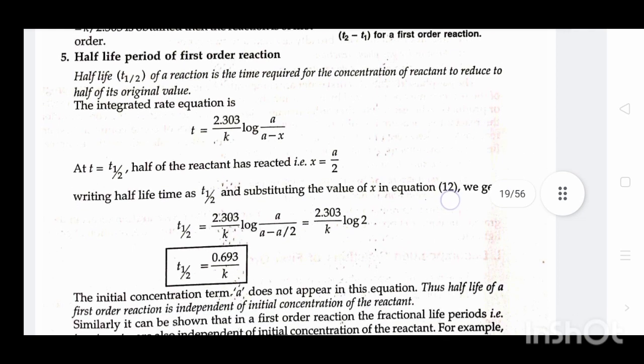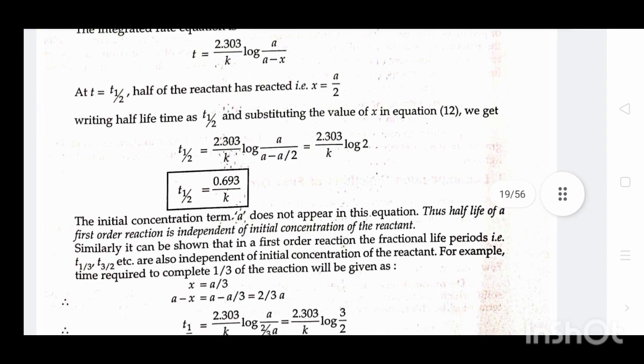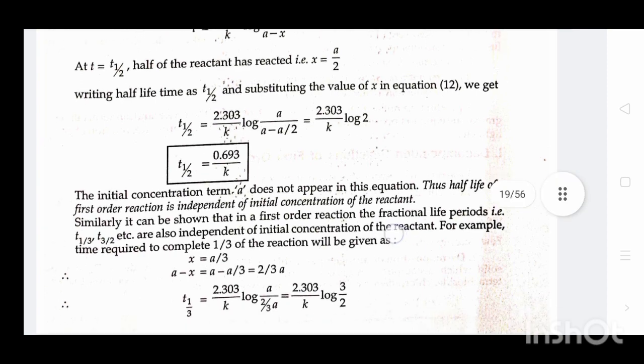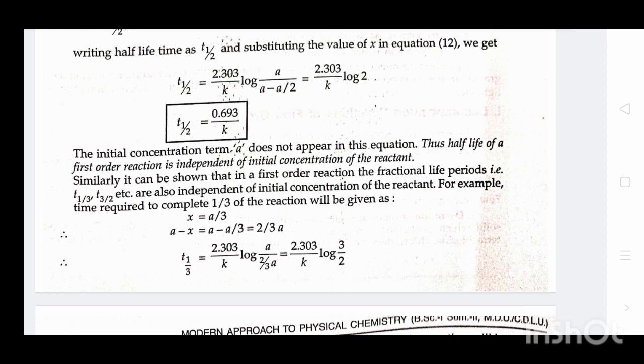Half-life period of first order reaction. Half-life of a reaction is the time required for the concentration of reactant to reduce to half of its original value. The integrated rate equation is kt equals 2.303 divided by k log a divided by a minus x. At t equals t half, half of the reactant has reacted, so x equals a by 2. Then t half equals 0.693 divided by k. The initial concentration term a does not appear in the equation. Thus, the half-life of a first-order reaction is independent of the initial concentration of the reactant.